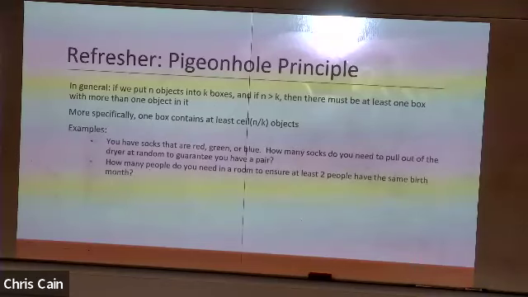How many people do you need in a room to ensure at least 2 of them have the same birth month? That would be the same birthday. Oh, it's a month. Number of months plus 1. You have 12 people in the room, they can each have a different birth month. As soon as you introduce a 13th person, they have to share a birth month with one of the 12 people in there. There's no other possibility for them to select.